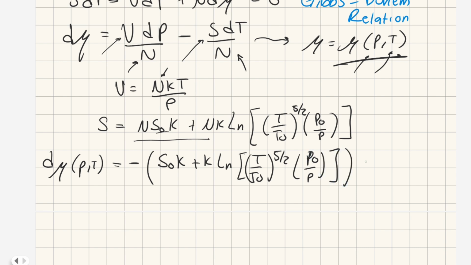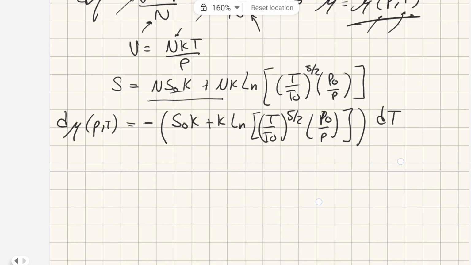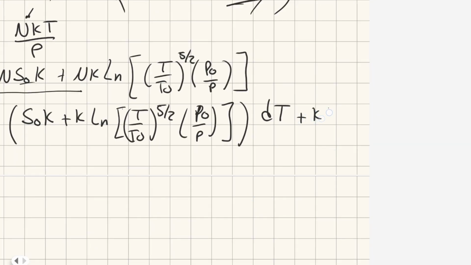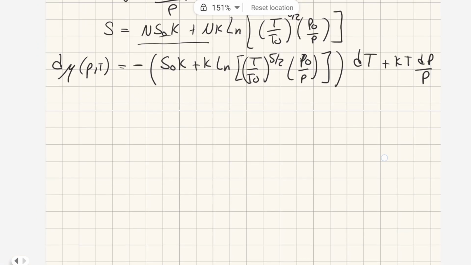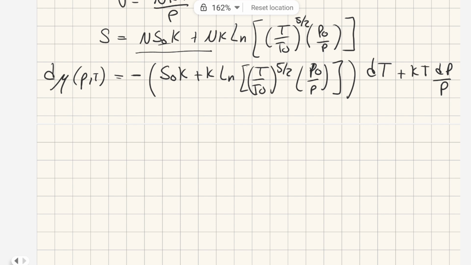And then all these multiplies are dt, and then plus kt dp divided by p. Okay, perfect. So after getting to this expression, we need to remember that mu is a state quantity. That means that this represents a complete differential, and that means that we are able to take the integral on each part of the equation to get the function mu that we want.